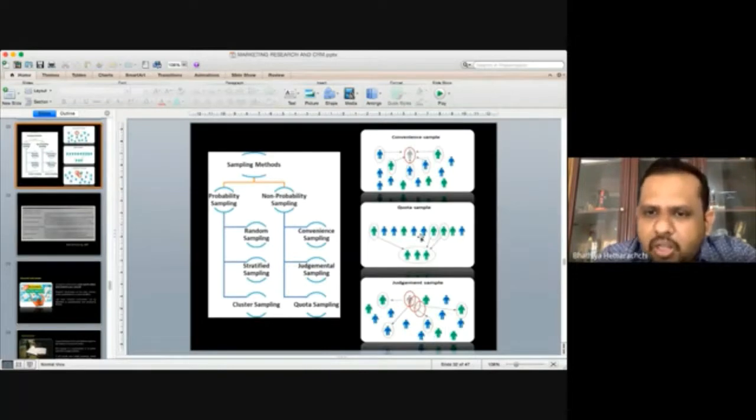So in all these three samples, the key criteria is that there will be biasness from the researcher, right? So very simple sampling methods: you have probability sampling and non-probability sampling.